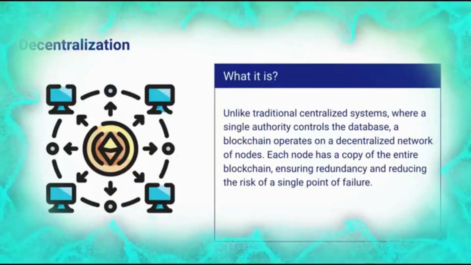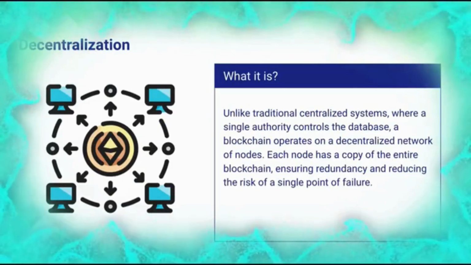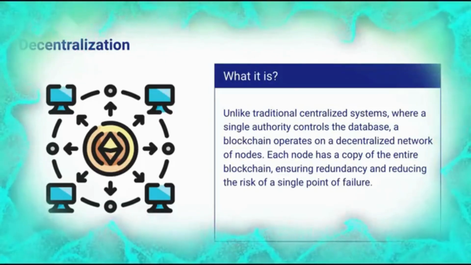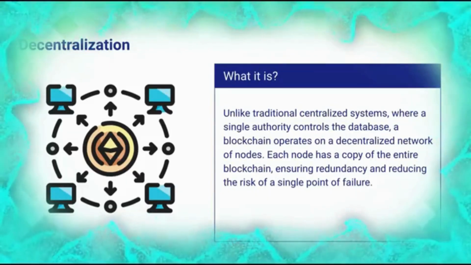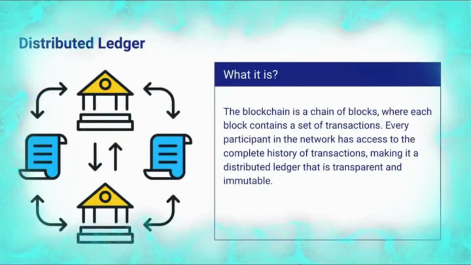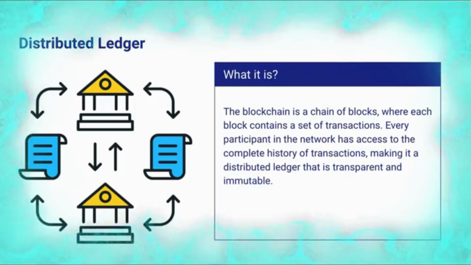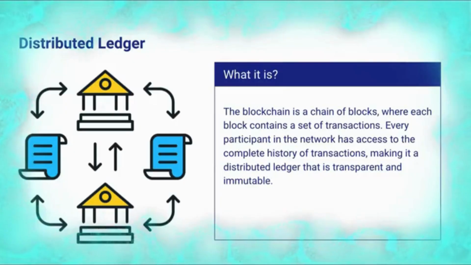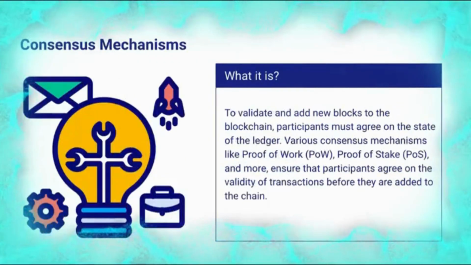Unlike traditional centralized systems, where a single authority controls a database, a blockchain operates on a decentralized network of nodes. Each node has a copy of the entire blockchain, ensuring redundancy and reducing the risk of a single point of failure. Distributed ledger. The blockchain is a chain of blocks where each block contains a set of transactions. Every participant in the network has access to the complete history of transactions, making it a distributed ledger that is transparent and immutable.